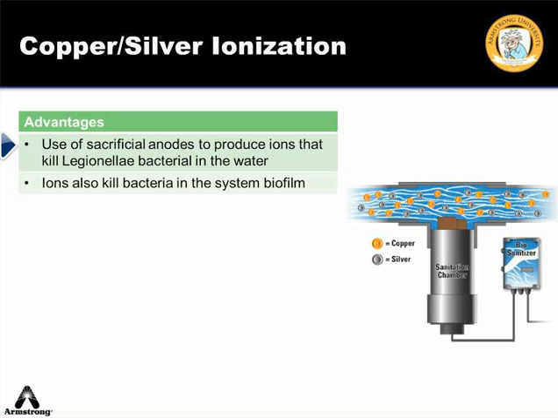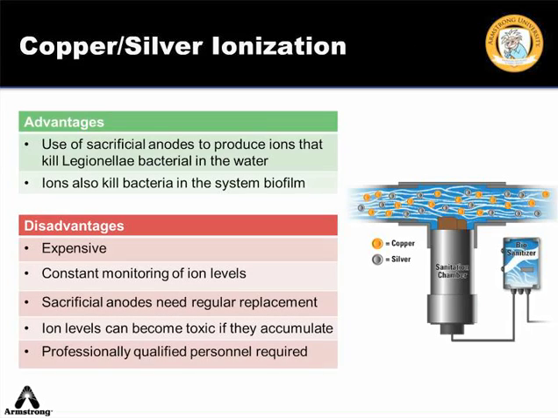Advantages include the use of sacrificial anodes to produce ions that kill Legionella bacteria in the water, and ions also kill bacteria in the system biofilm. Disadvantages are it's expensive. Constant monitoring of ion levels is required. Sacrificial anodes need regular replacement. Ion levels can become toxic if they accumulate, and professionally qualified personnel are required.